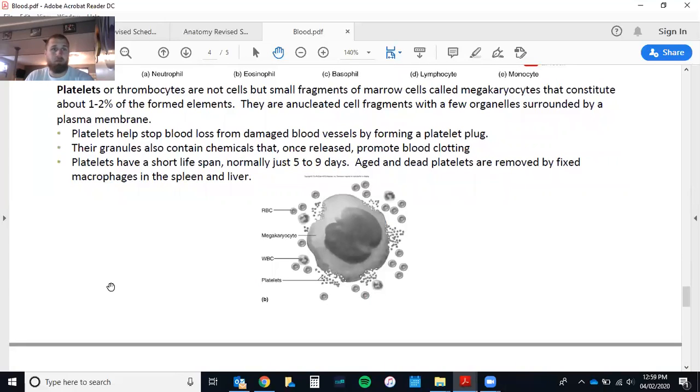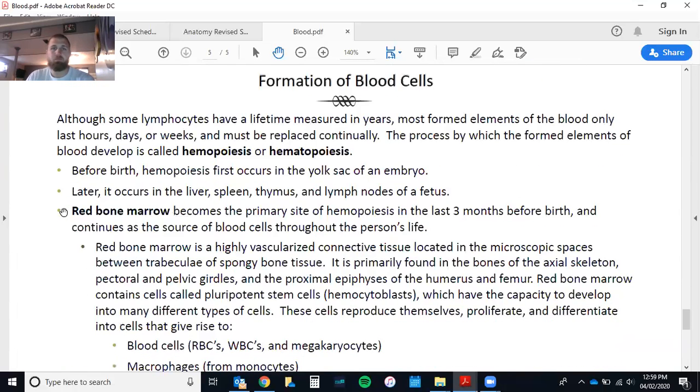They do have very important roles. They stop blood loss when we break a blood vessel, forming what's called a platelet plug. They also have granules that contain chemicals that, once released, promote blood clotting. But they do have a short lifespan, about a week, before they have to be removed by macrophages in our spleen and liver. Okay, last thing I want to do is just talk quickly about the formation of blood cells.